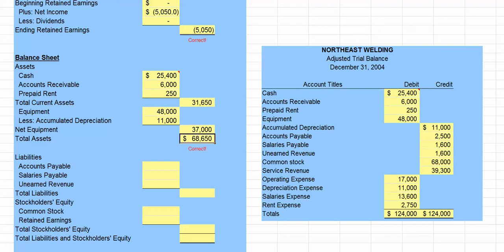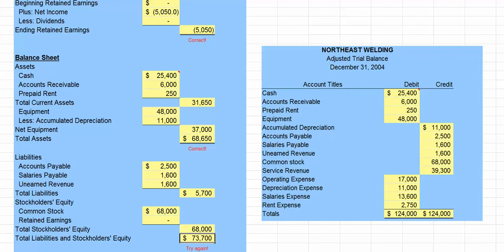Our accounts payable, we can see from our trial balance, is $2,500. We have $1,600 in salaries payable, $1,600 in unearned revenue, for total liabilities of $5,700. We have $68,000 in common stock, and in terms of retained earnings, we know from above we have $5,050 up top, but we can see from our adjusted trial balance it doesn't even include the retained earnings account. So for now, let's go ahead and put zero in for retained earnings. This gives us stockholders' equity of $68,000 and total liabilities and equity of $73,700.